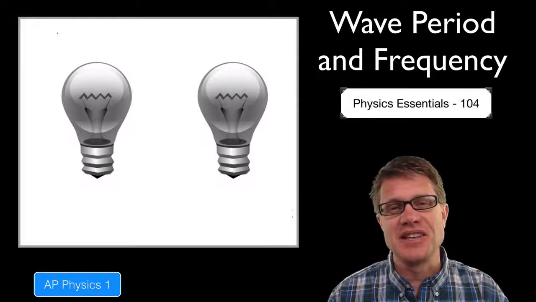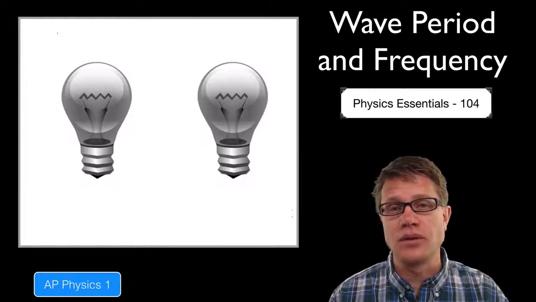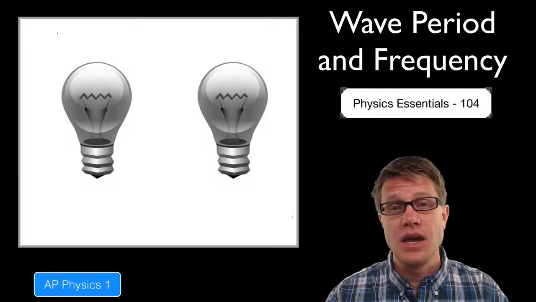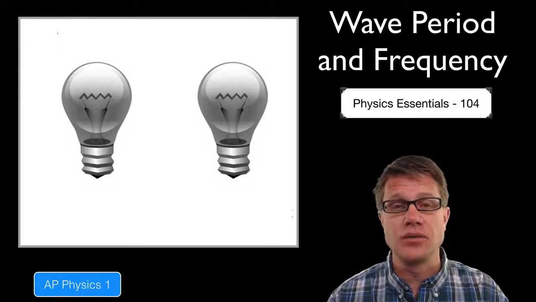Hi, it's Mr. Anderson, and this is AP Physics Essentials, video 104. It's on wave period and frequency. Period is the time between oscillations in a wave, and frequency is going to be how many oscillations or waves do we have per unit time.